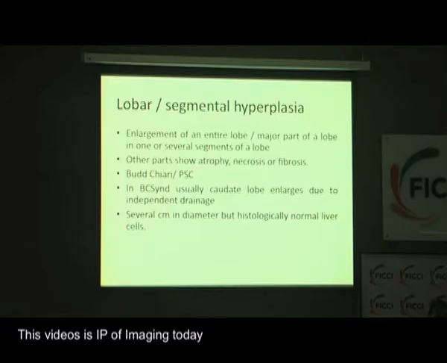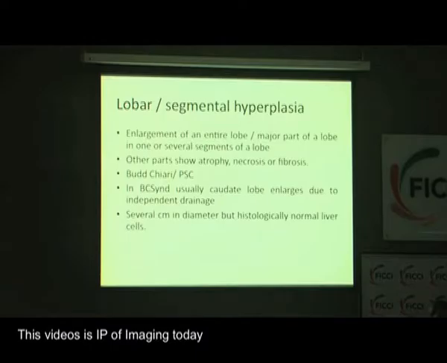A specific type of hyperplasia is an entity called lobar or segmental hyperplasia, where you have enlargement of either a lobe or a major part of a lobe in one or many segments of the liver. Where you see one area of hyperplasia or hypertrophy, you will see other areas showing atrophy, and this is called the hypertrophy-atrophy complex. In these atrophic areas, you will see necrosis or fibrosis, and this condition is commonly seen in two entities. One is Budd-Chiari and the other is primary sclerosing cholangitis.